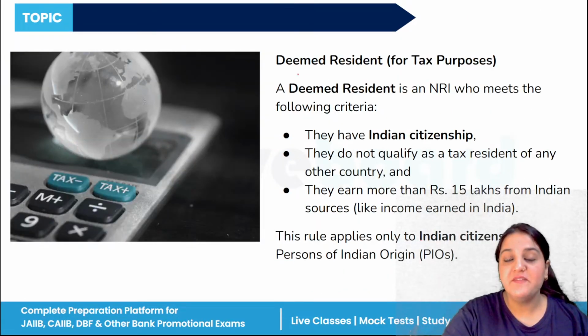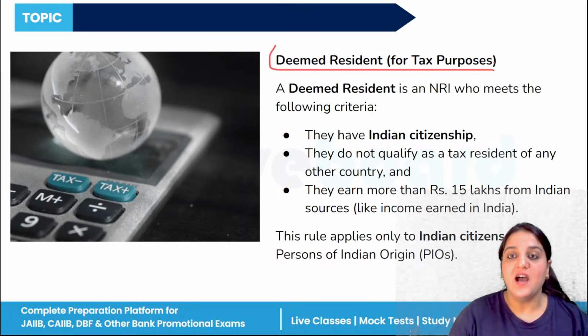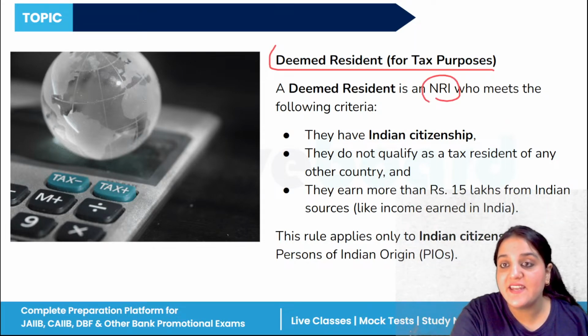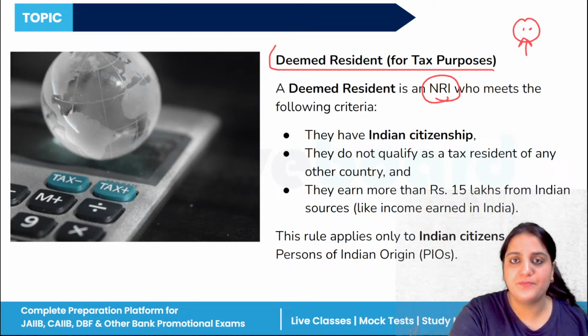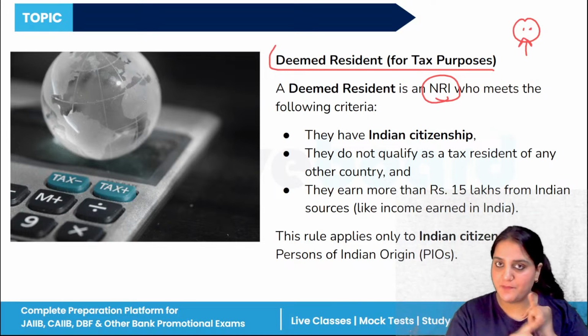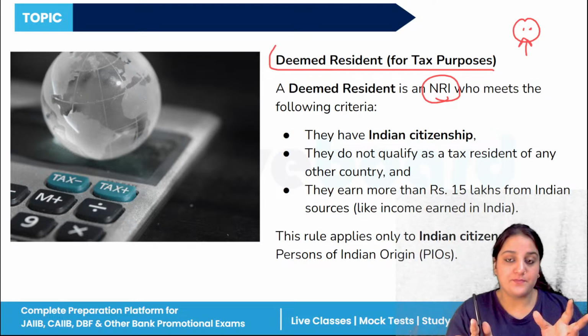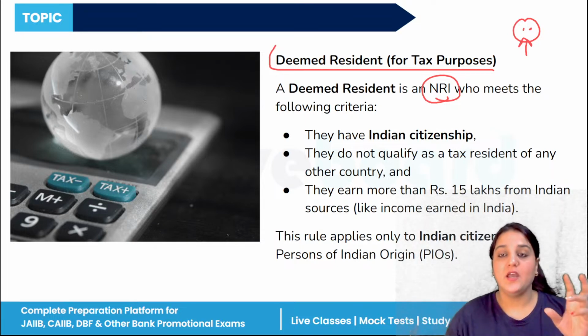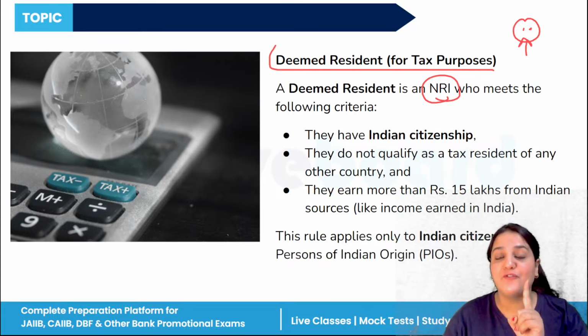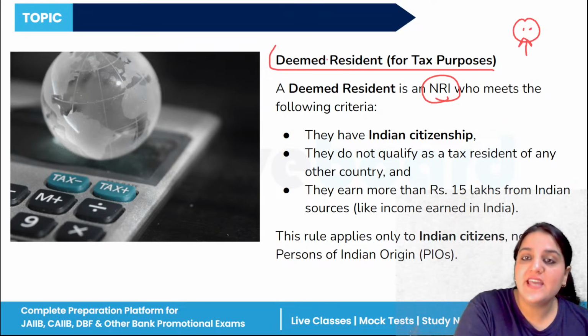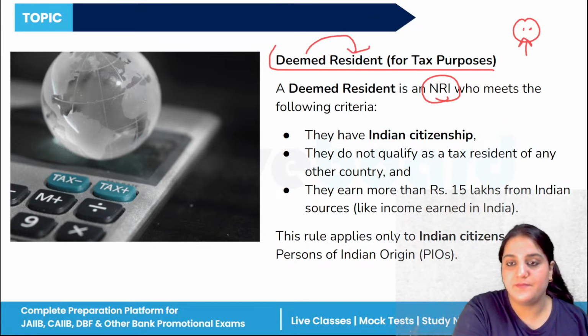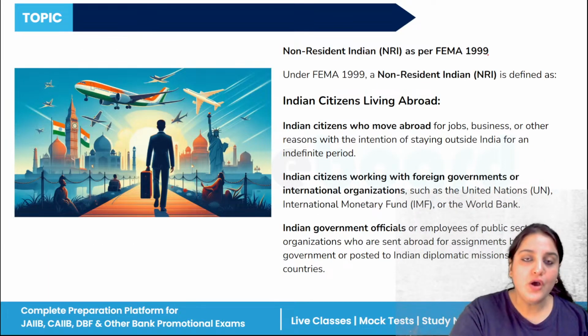Okay. Then what is deemed resident? A deemed resident is an NRI who is fulfilling the following criteria: they must have Indian citizenship, they do not qualify as a tax resident of any other country, and they are earning more than 15 lakh from only Indian sources. Okay, so they are considered as deemed resident. Now this is all about income tax.